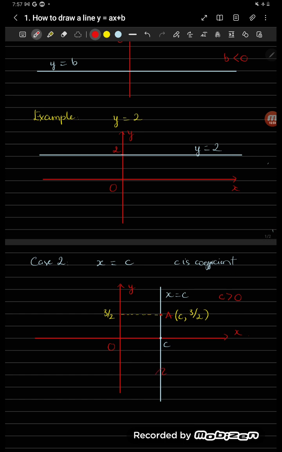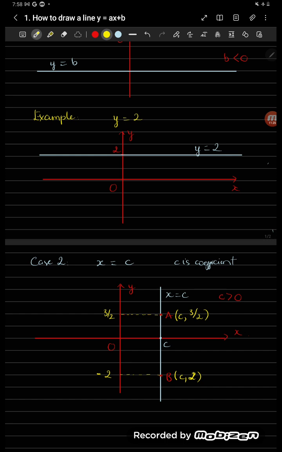Let's take another point below OX, say point B. Point B also has a fixed x coordinate c. Any point on this line always has an x coordinate of c. The y coordinate here is, let's say, -2, because it's below OX, so it must be negative. This case is c greater than 0.